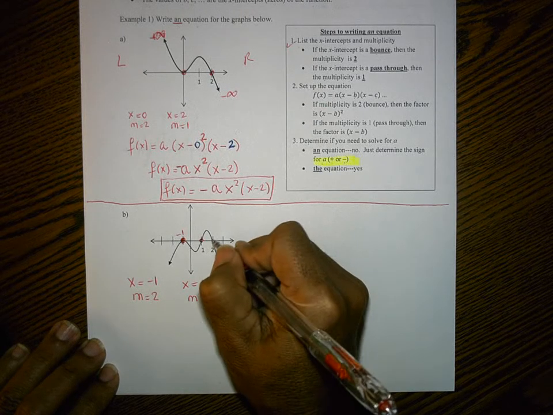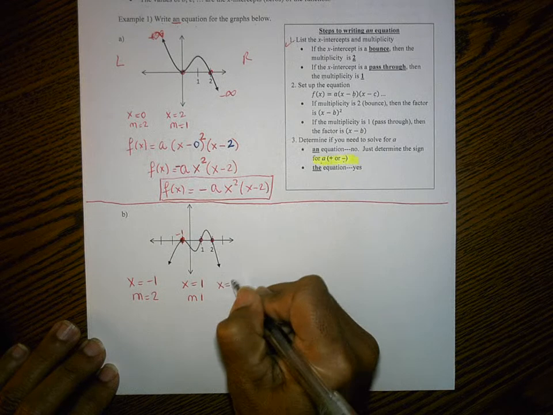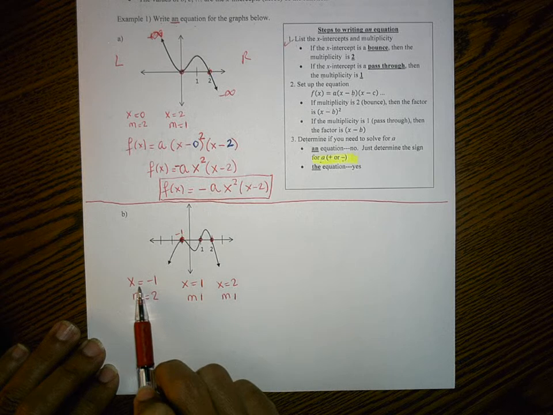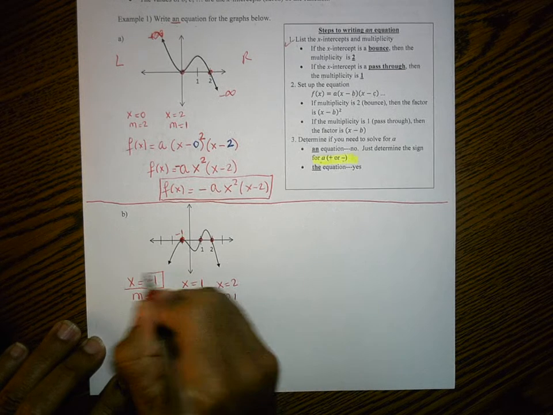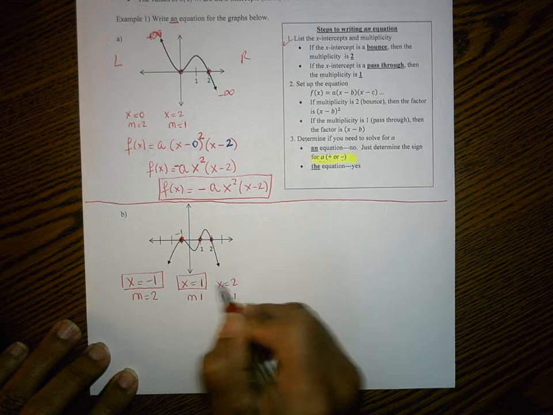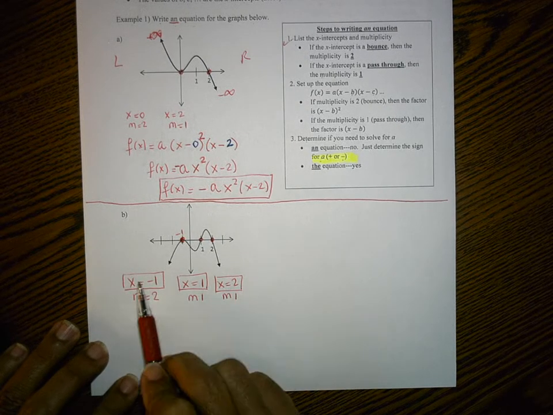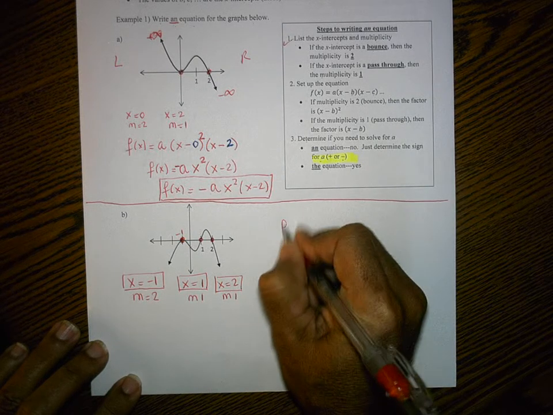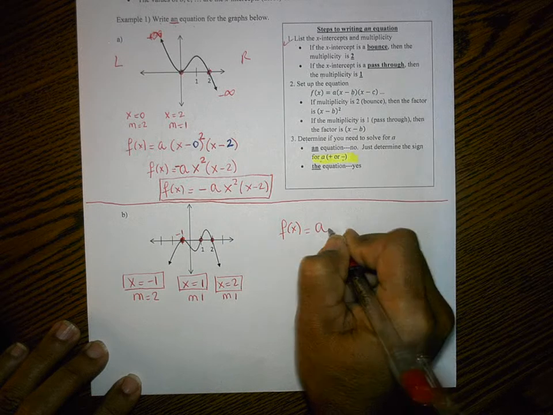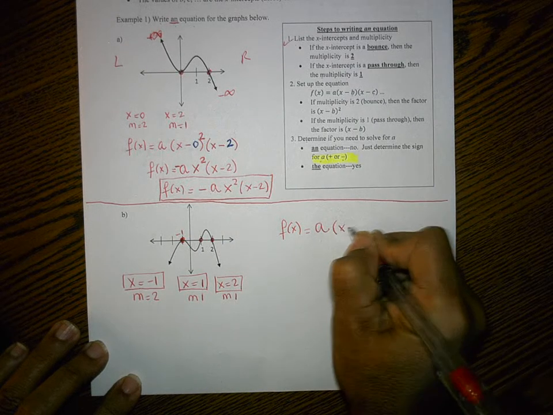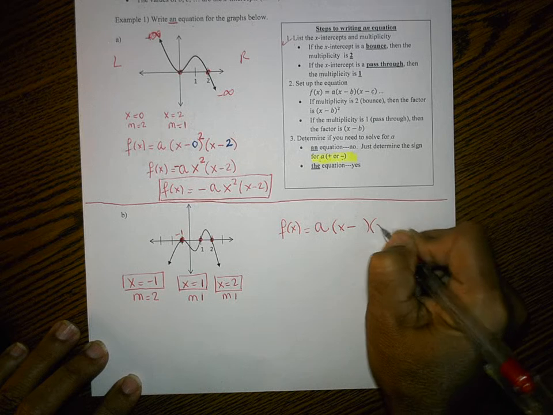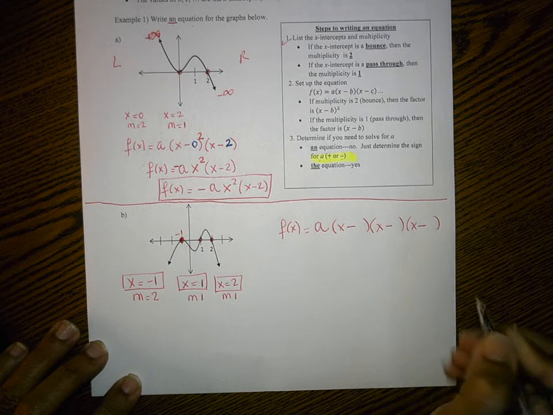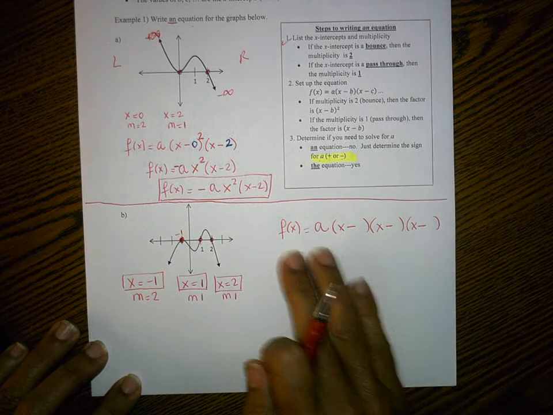And then x equals 2. It also crossed through, so we're going to put multiplicity 1. So we have 1, 2, 3. We have 3 x-intercepts. Because we have 3 values, we're going to set 3 parentheses. So here we go. f of x equals a, times x minus, that's 1 parenthesis, x minus, that's the second one, and x minus, that's the third one. So we set up 3 parentheses with our general form.